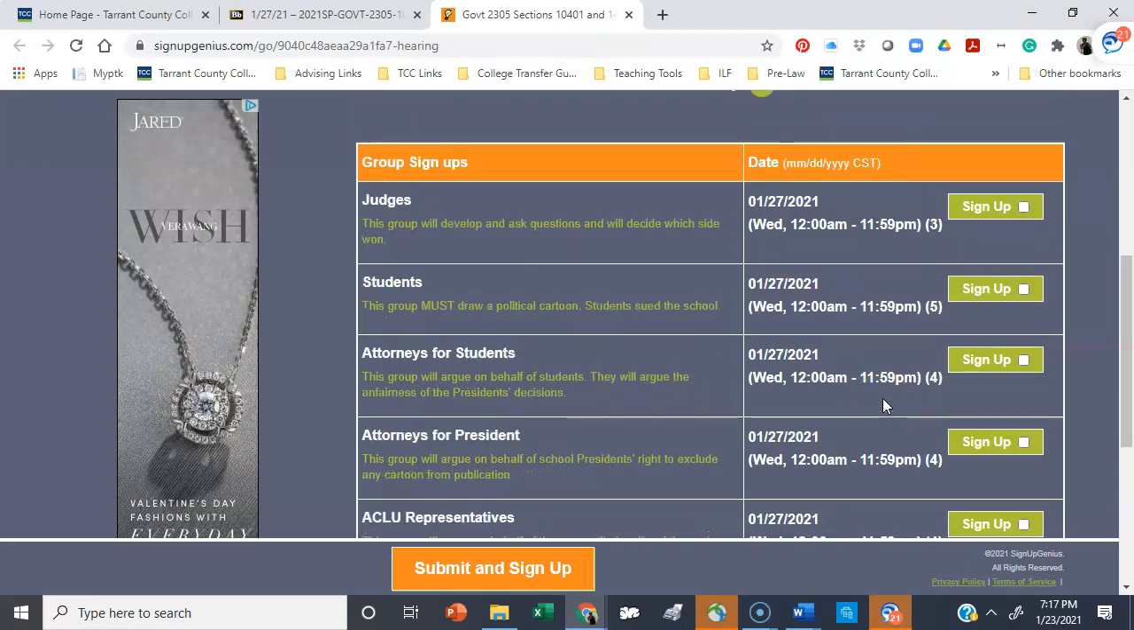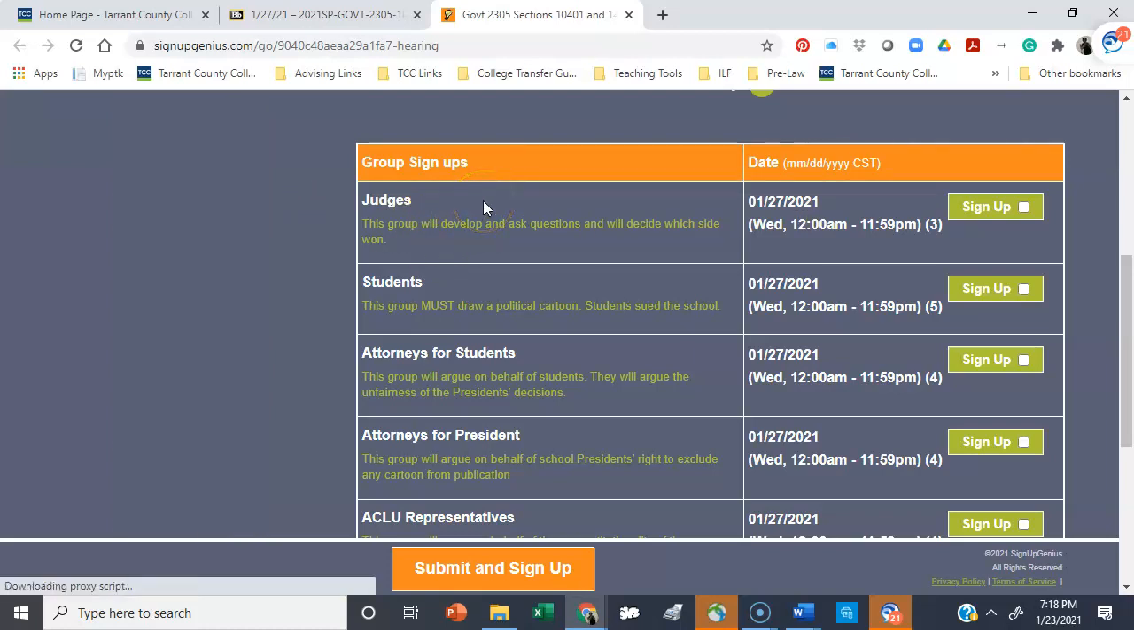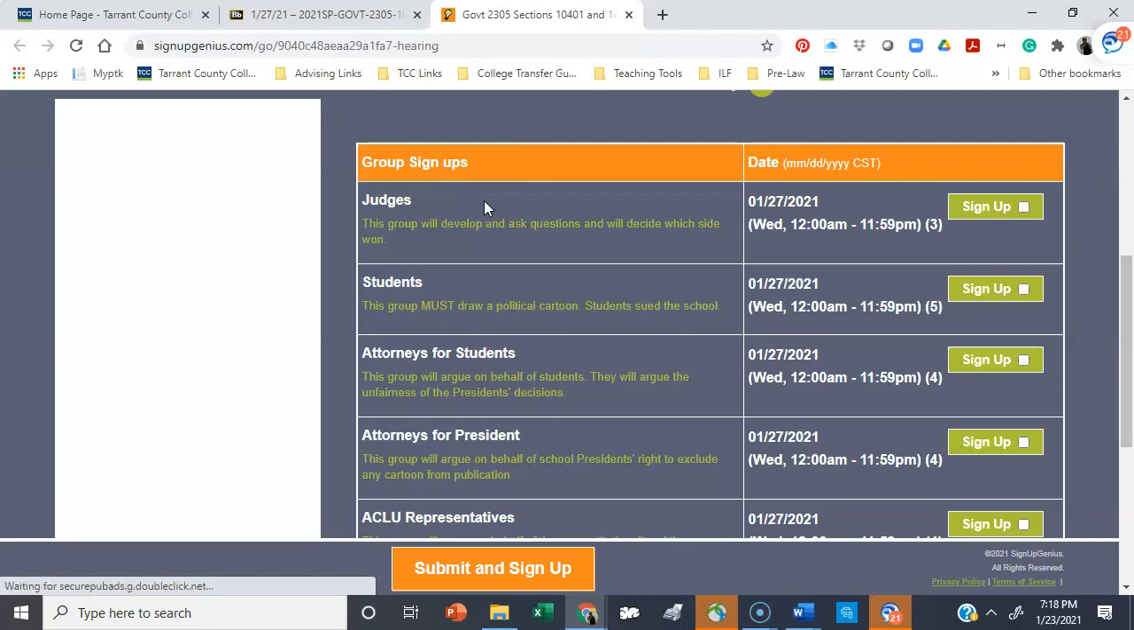As I'm looking at this, I think I am going to switch the judges to 4 and the attorneys for the presidents to 3 in this class, just in case. I always want to have an odd number, and just in case, we want to make sure that we have enough judges in case somebody doesn't want to do their job. So that is the signature assignment.